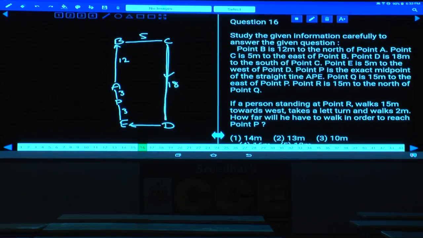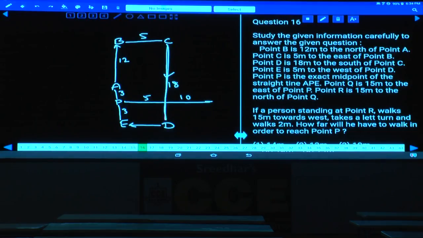Q is 15 meters to the east of point P. Now as P is here, this is 5 and this is 10 more. Hence Q is 15 meters to the east of point P. R is 15 meters to the north of point Q. R is 15 meters, which means this 3 plus 12, that is 15.